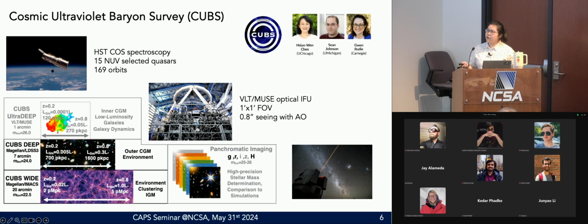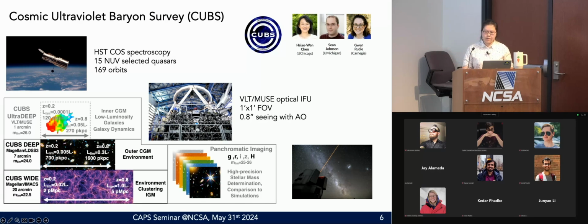But to do the CGM survey, we do a galaxy survey around these quasar sightlines. It is designed in a wedding cake type survey structure. At the very deep end, we have the CUBS ultra deep. This is using MUSE again for a census around all the galaxies and gas around the quasar itself. It goes down to detecting galaxies of 0.0001 L star. And then on the wider view, we have multi-object spectrograph follow-up for all the galaxies we can see in imaging for up to 20 arc minutes.